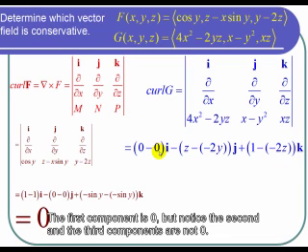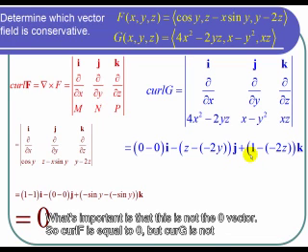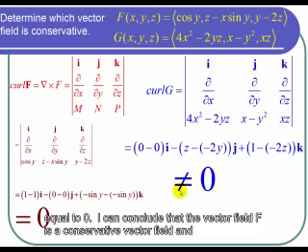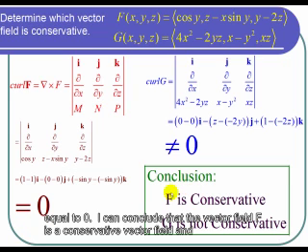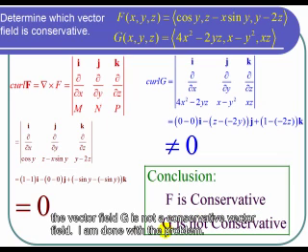So the first component is 0, but you notice the second and the third components are not 0. So what's important is that this is not the 0 vector. So the curl of f is equal to 0, and the curl of g is not equal to 0. So I can conclude that the vector field f is a conservative vector field, and the vector field g is not a conservative vector field. And I'm done with the problem.